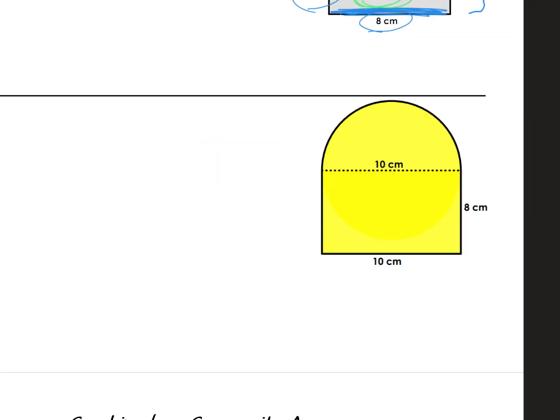But now look at example 2. One of the things we have to determine is what shapes we see in the picture. In this picture, I see this bottom piece is a rectangle, and I see that this top piece is half of a circle. So we have two shapes that we have to find the area of. The rectangle is just going to be base times height. So if I do rectangle equals 10 times 8, I get that that rectangle is 80.